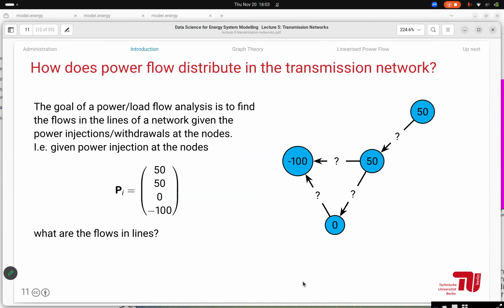Maybe some of you have seen this in some other courses from our department. Assume we've been given this P_it, I dropped the time index here, of power injections. Positive would mean injection into the power, and negative values would be net consumption at the node. So here, this node would be consuming, these two nodes would be producing net. So how do power flows distribute in the network?